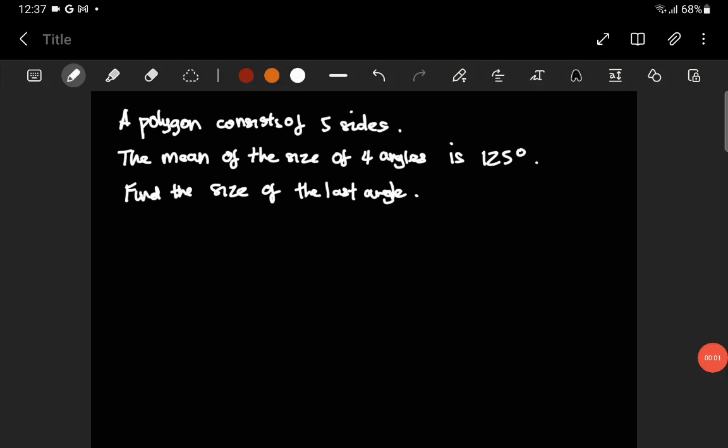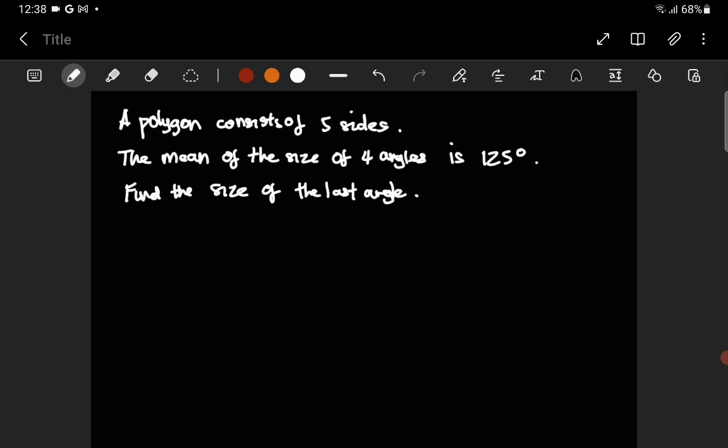Today I will discuss the questions in Cambridge Lower Secondary Mathematics. The first one is related to angles. A polygon consists of 5 sides. What is the name of a polygon that has 5 sides?